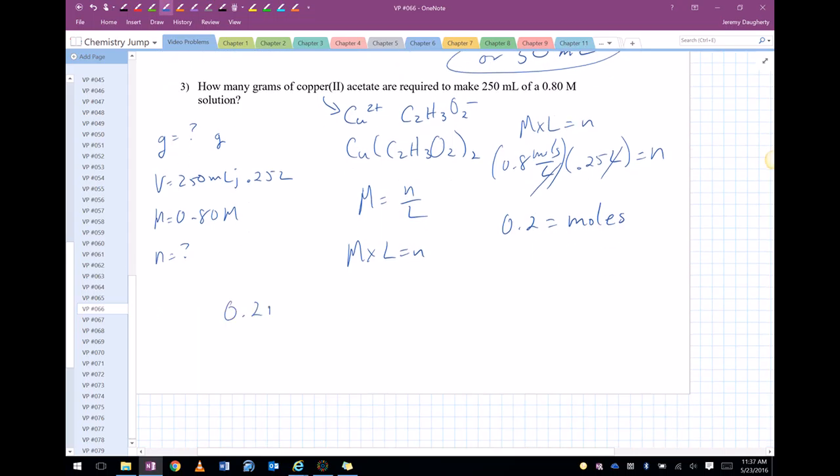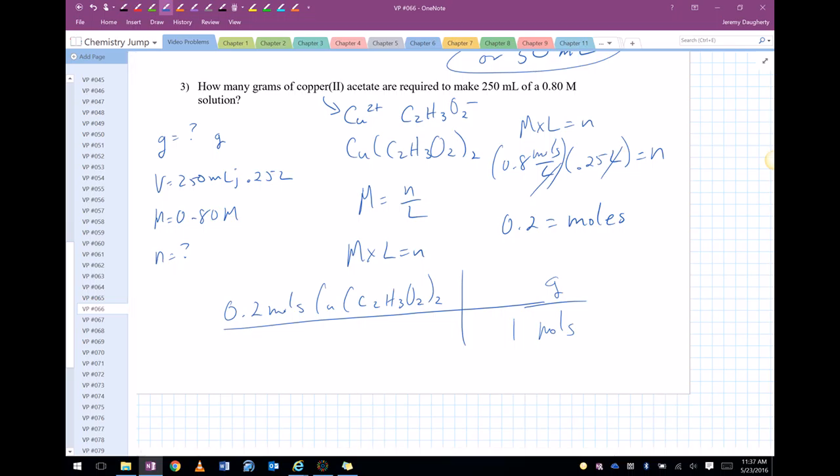And then I'm going to convert from moles to grams. So I got 0.2 moles of Cu(C2H3O2)2, moles on bottom, grams on top. Anytime you see grams over moles, moles over grams, talking about molar mass. I'm going to calculate this up real quick. You always want to show your work. You go ahead and calculate it out. We'll see if we get the same value here for the molar mass.